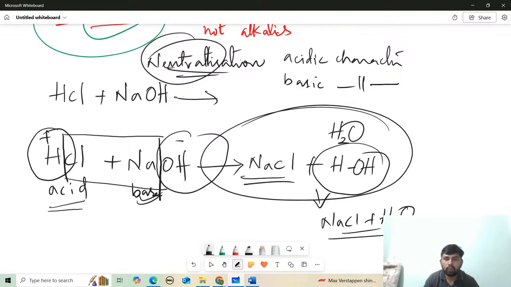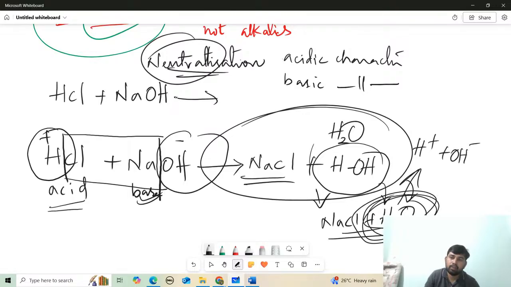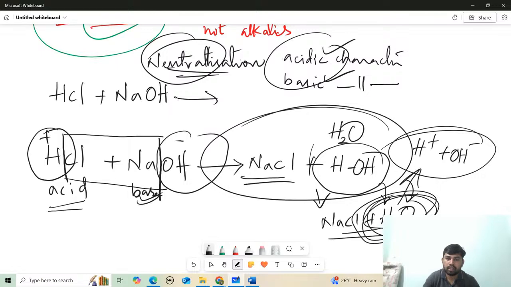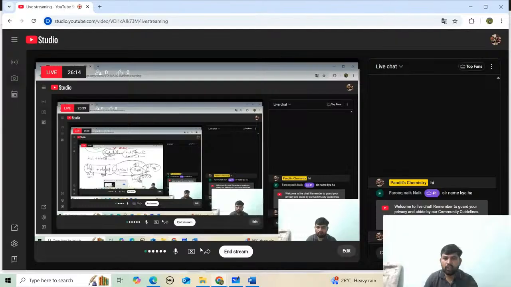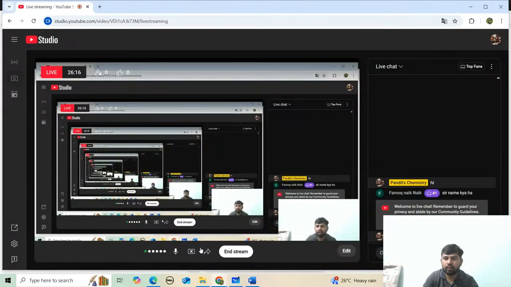So there are no more H plus ions and no more OH minus ions. That is why the acidic character is nullified by the OH minus ion. The H plus ion has acidic character, which is neutralized by the OH minus. Both combine and form water. This water is formed by H plus and OH minus ions, which are responsible for acidic character and basic character. This is the complete understanding of the neutralization reaction.